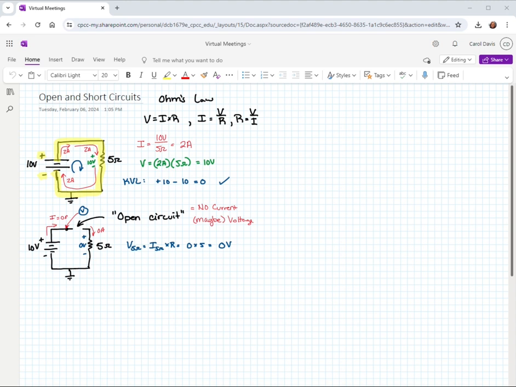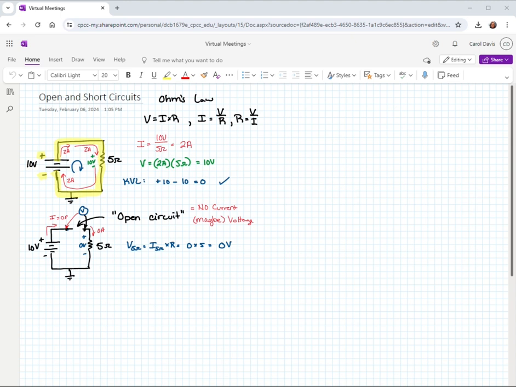So I'm going to put the red lead here. I'm going to put the black lead here. Now, at this point, there is no current flowing between where the red lead is and the black lead is in this circuit. However, there may be a difference in voltage, and here's how we're going to determine what that voltage is.